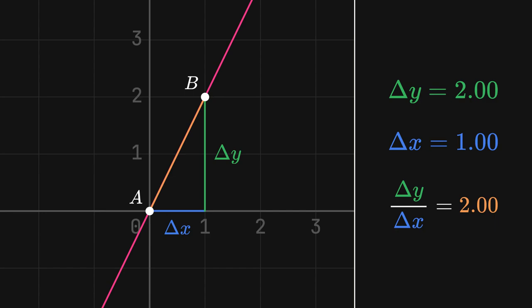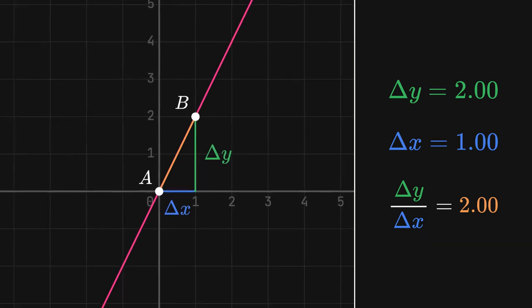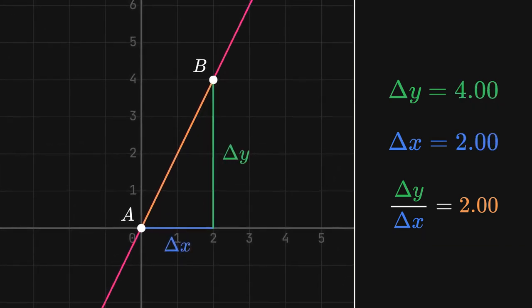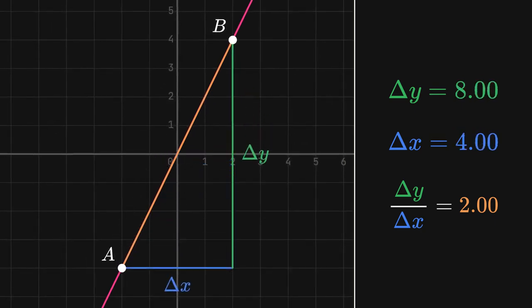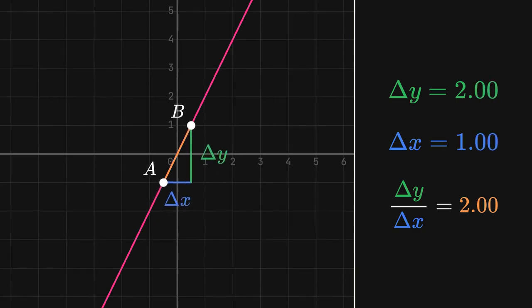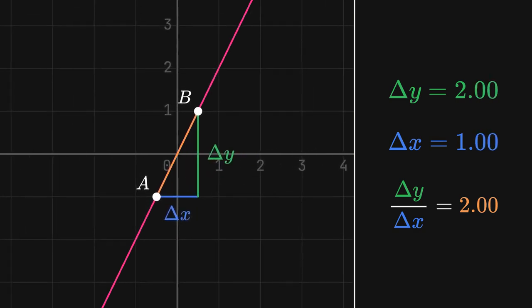If we made our change in x 2, our new change in y would then be 4. Notice how our rate of change is still 2. This is because the graph is linear. No matter where our 2 points are on the graph, the change in y will always be double our change in x, so our rate of change stays the same. What would happen to our rate of change if our graph wasn't linear though?